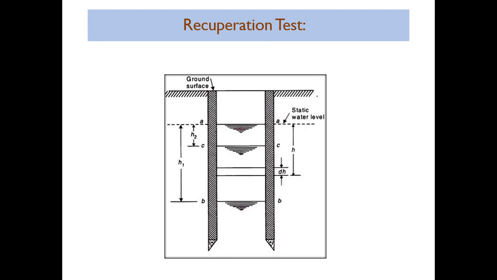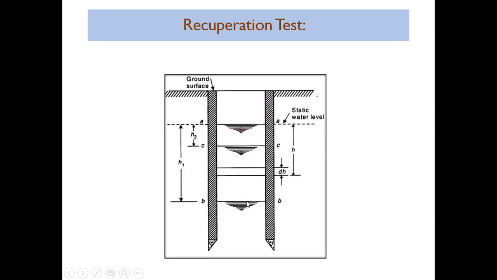So this is the sketch for the recuperation test. Here you can see this is the well. Initially the water level in the well, A, is the static water level and pressure will be atmospheric. Afterwards pumping will start, water will go on being removed, and drawdown will go on increasing, and then at this level pumping will stop, labeled BB, and in that case the drawdown will be H1. A is the initial water level and BB is the final water level when pumping is stopped. H1 is the drawdown in that case.